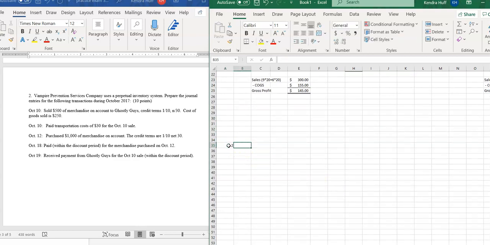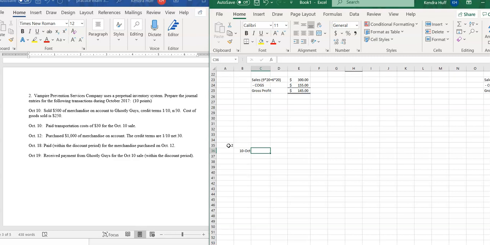All right, Vampire Prevention Services uses a perpetual inventory system. Prepare the journal entries for the following transactions during October of 2017. All right, October the 10th. Sold 500 of merchandise on account to Ghostly Guys. Credit terms 1/10, net 30. Cost of goods sold is 250.